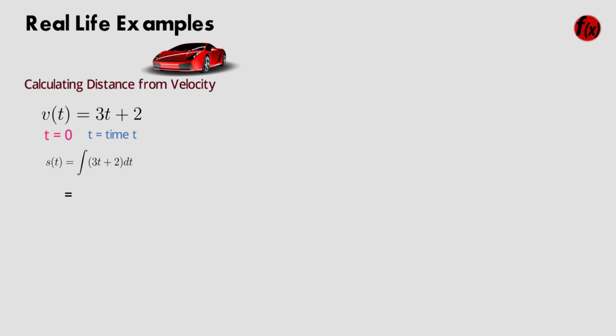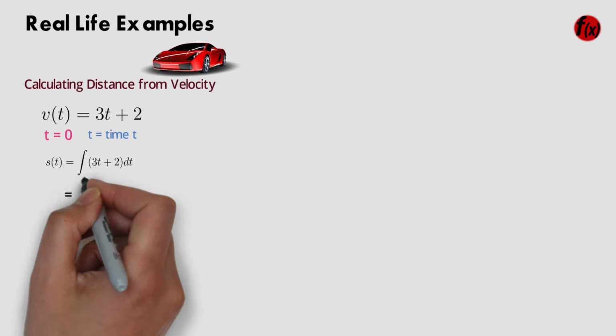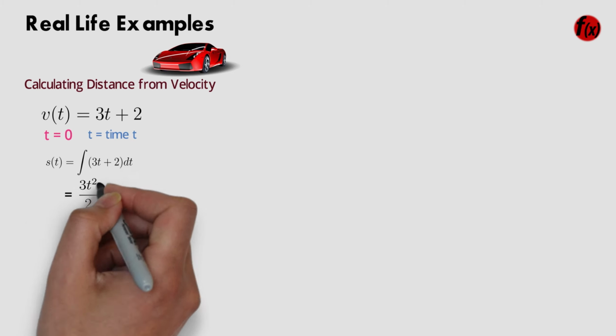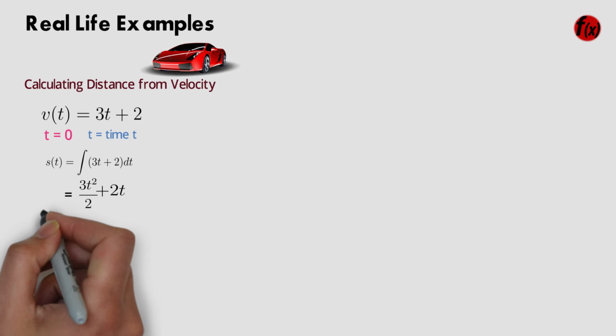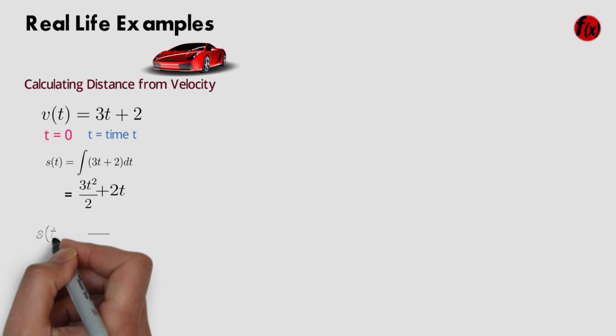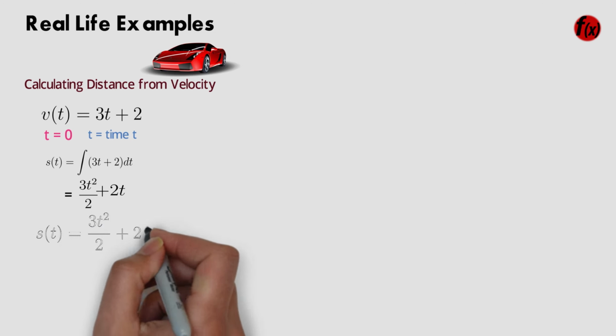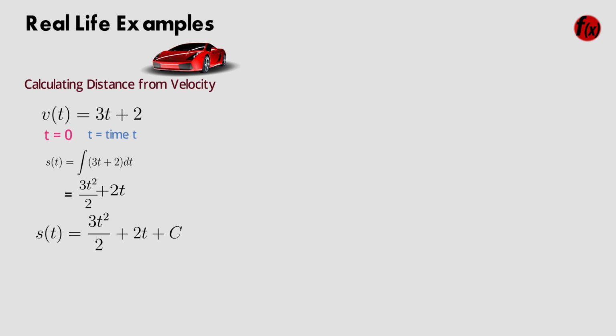Let's solve this integral. Identify the function. v(t) equals 3t plus 2. Find the antiderivative. The antiderivative of 3t is 3 over 2 t squared. The antiderivative of 2 is 2t. Add the constant of integration. s(t) equals 3 over 2 t squared plus 2t plus c. To find the distance traveled from t equals 0 to t equals 5 seconds, you evaluate the definite integral.